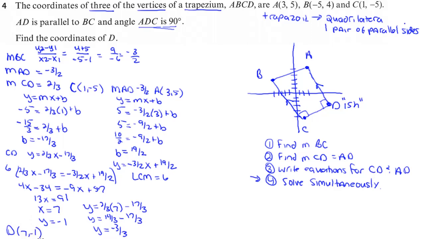And let's see how we did. If I go back to my graph, go 1, 2, 3, 4, 5, 6, 7, negative 1. Well, obviously my sketch was a little bit off, but it's in the ballpark. I knew where it needed to be.